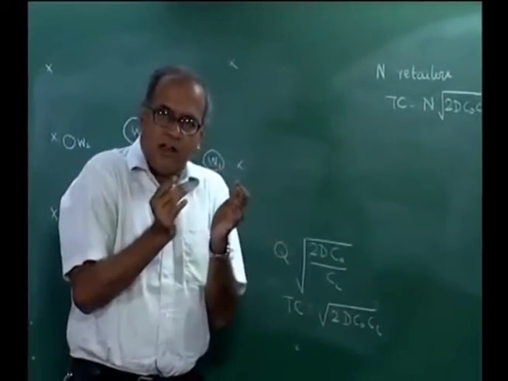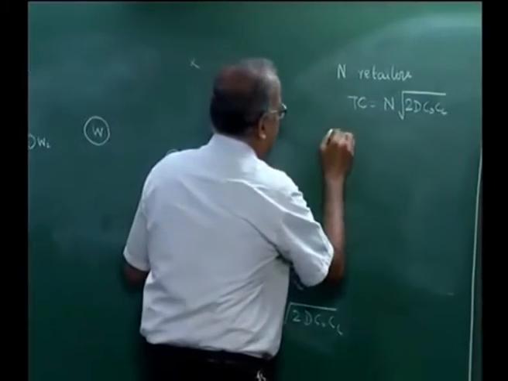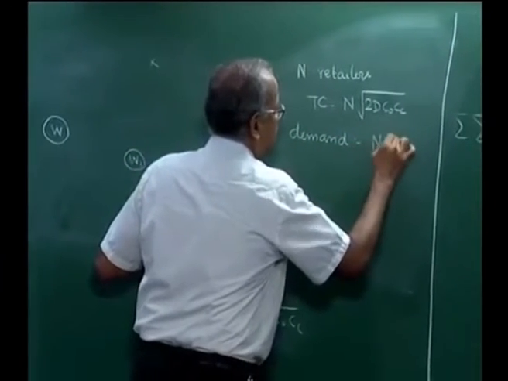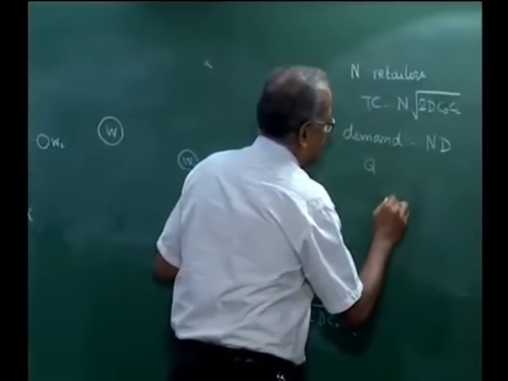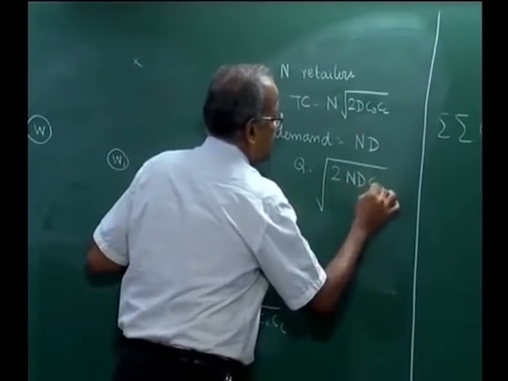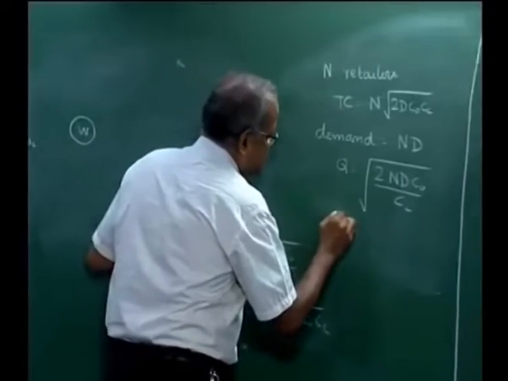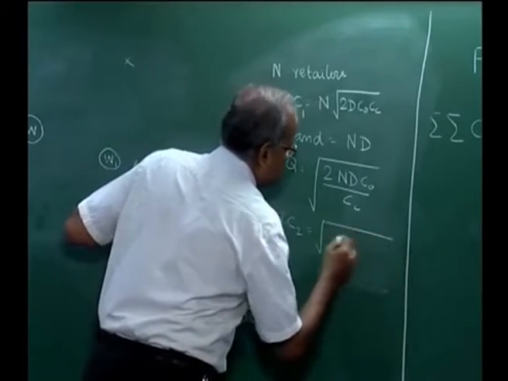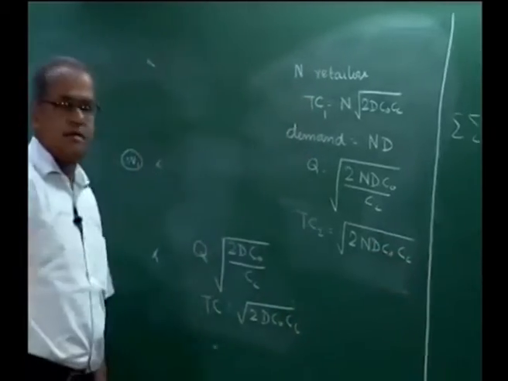Now, if we bring all of these together into a central place, then the total demand will become n into d, and therefore, the economic order quantity will be root over 2 n d C naught by C c, and the total cost T C 2, if we may call this, is equal to root over 2 n d C naught C c.